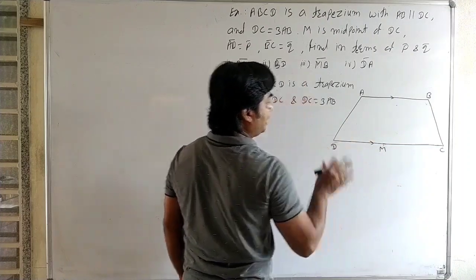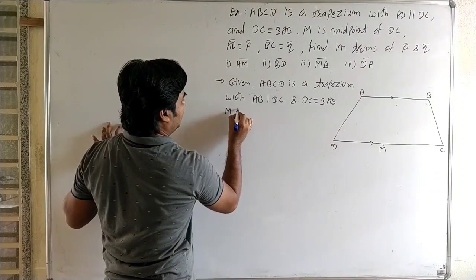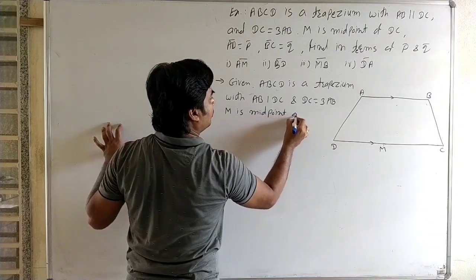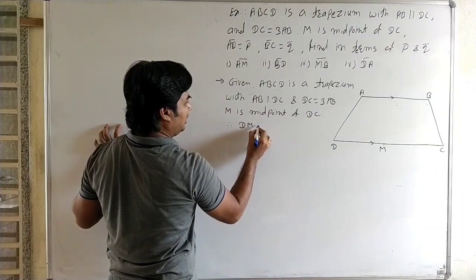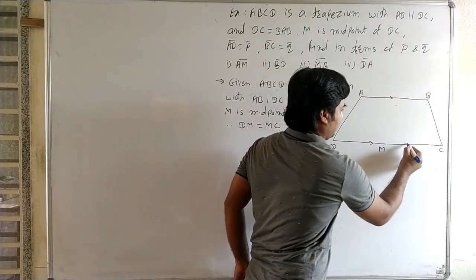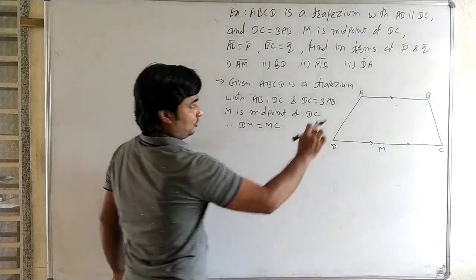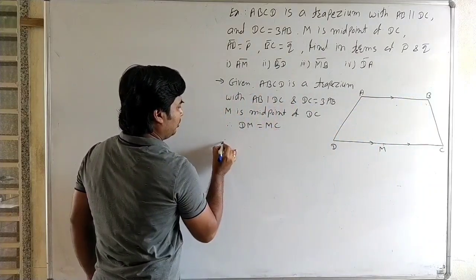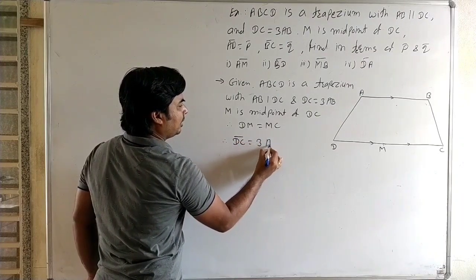M is the midpoint of DC. Therefore we can write DM is equal to MC. Here DC and AB are in the same direction, which is the given condition. Therefore we can write vector DC is equal to 3 into vector AB.